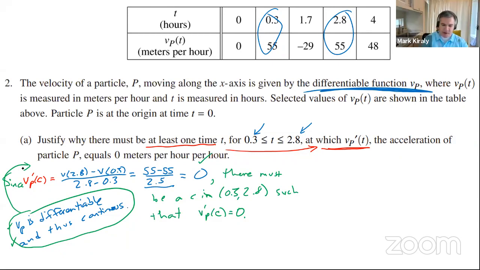Okay. Yeah, I might even add the word everywhere under continuous. Okay. All right.